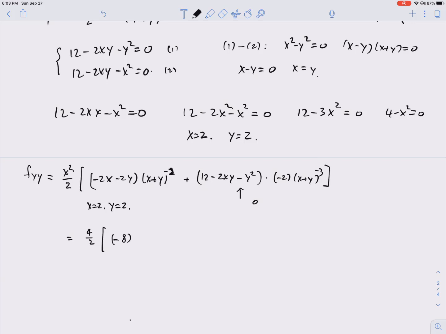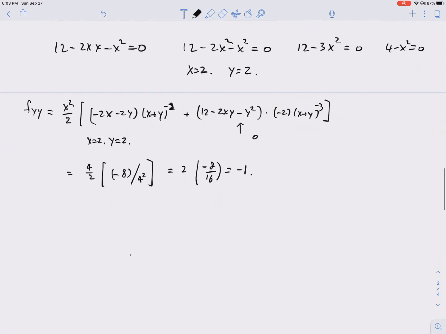And then this one over here, we're going to have 2 plus 2 is 4. So it's 4 squared, right? And that's what we have. So we will have 2 over here. And then we have negative 8 over 16, and we have exactly negative 1. So the value actually is pretty easy, and we can be sure that fxx at this point at 2, 2 is also going to be negative 1.